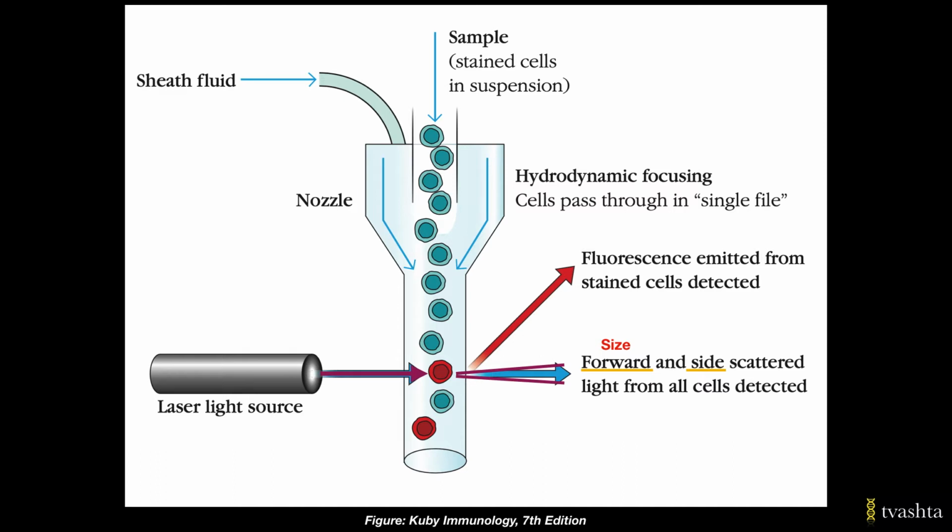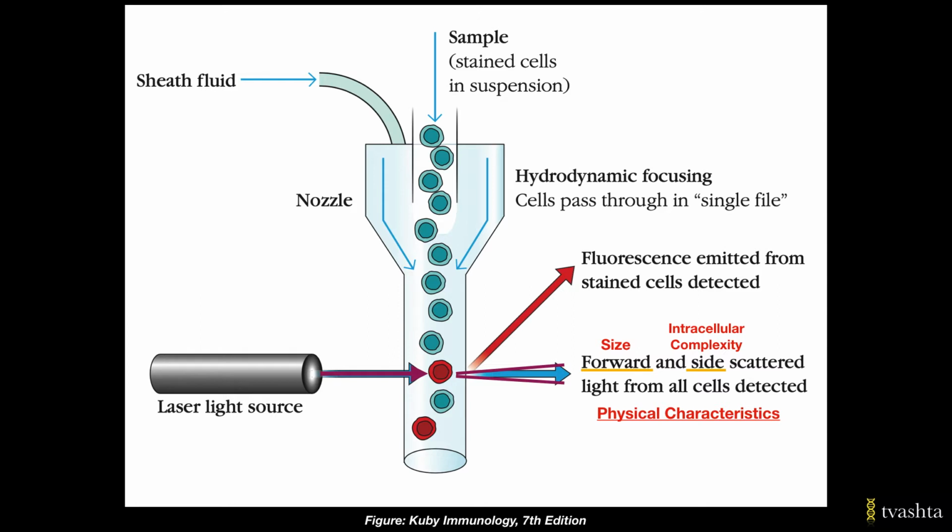One detector is placed within a few degrees of the original path of the laser beam, which picks up this forward light scattering. A second detector is placed at 90 degrees to the path of the laser light, which detects side scattered light. This side scattering is due to the intracellular complexity of the cells. So, more the side scattering, more will be the intracellular membranous structures such as endoplasmic reticulum and mitochondria in the cell. Now, all this gives information about the physical characteristics of the cell.